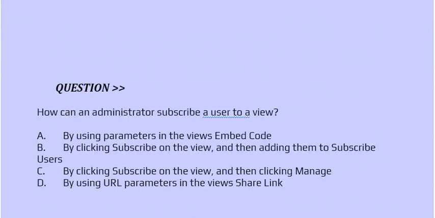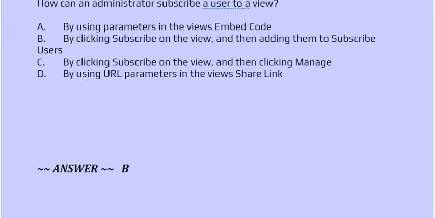Next question is, how can an administrator subscribe a user to a view? Option A. By using parameters in the view's embed code. Option B. By clicking subscribe on the view and then adding them to subscribe users. Option C, by clicking subscribe on the view and then clicking manage. Option D, by using URL parameters in the view share link. Correct answer is option B.